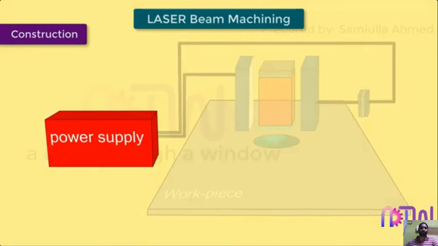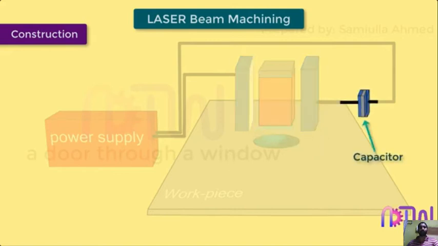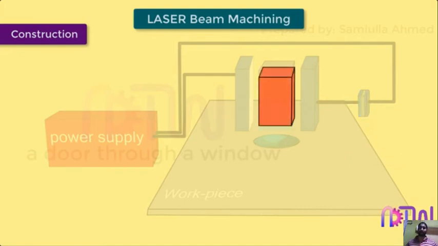Power supply. It requires a power supply of 1 to 10 kilowatt. A high voltage power source is used to produce light in flash tubes. Flash lamp. Flash lamp or flash tube is used to charge the electrons of the atoms in the crystal, which is also called the pumping medium. Capacitor. Capacitor is used for operating the laser beam machine in pulses. Pumping medium. Pumping medium, in this case, is a ruby crystal, which has a large number of atoms, which when they absorb the energy, their electrons produce photons.